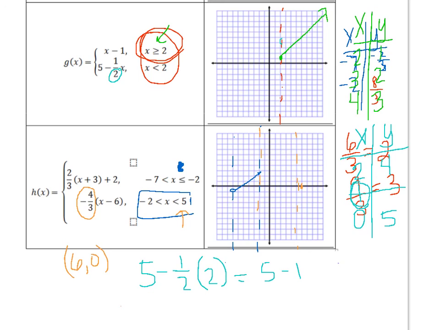So I'm going to put an open dot this time on the point 2, 4. And I'm going to put a point at 0, 5. I'm going to connect them, and hopefully you're using a straight edge, which I don't have on this thing. And I'm going to put my arrows at the end. And that's all there is to it.